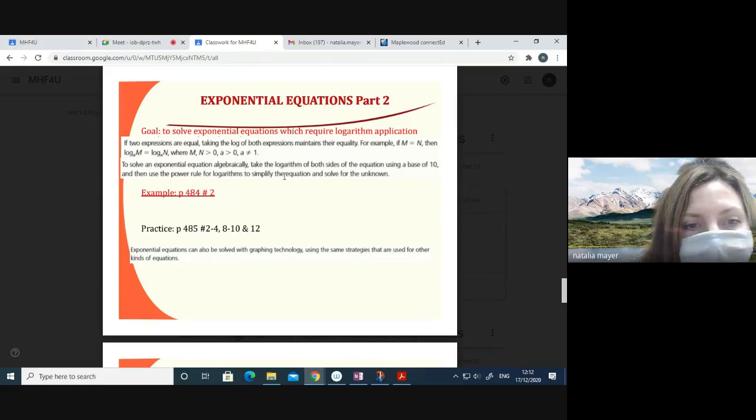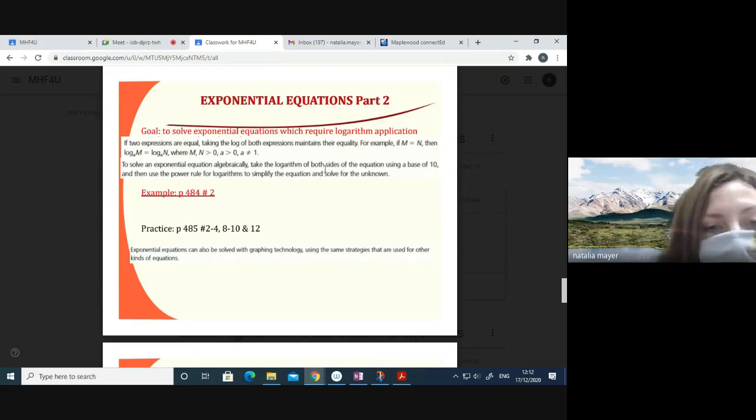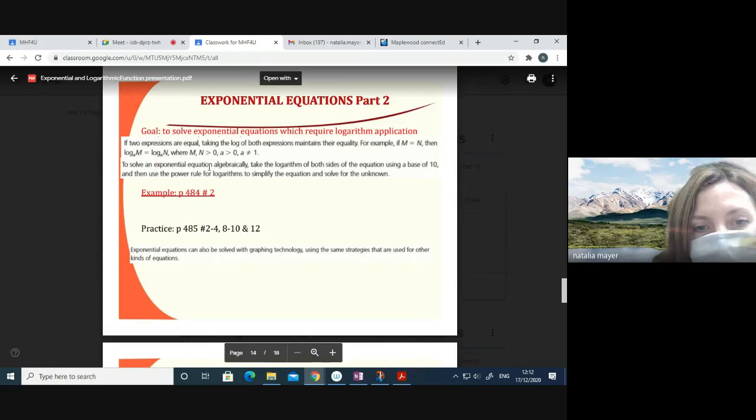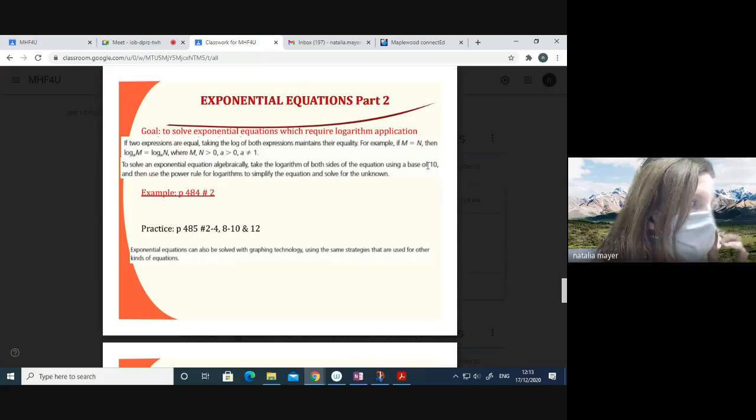Of course, we have to remember that n has to be greater than 0, and a has to be greater than 0, and so on. In this course, we are going to apply only common logarithm, but generally it works whatever the base is. So to solve, these are the guidelines of what to do. To solve an exponential equation algebraically, take the logarithm of both sides of the equation using the base of 10. Remember that the logarithm with the base 10 is called common logarithm. Then use the power rule to simplify the equation and so on.